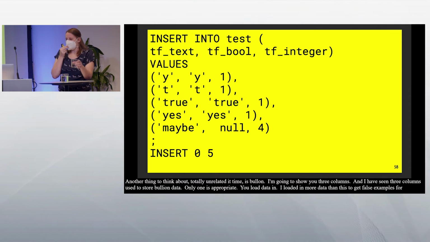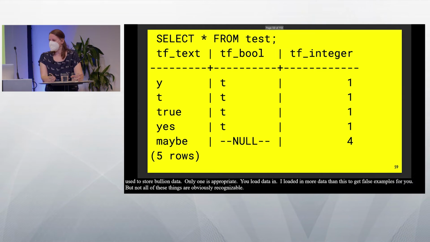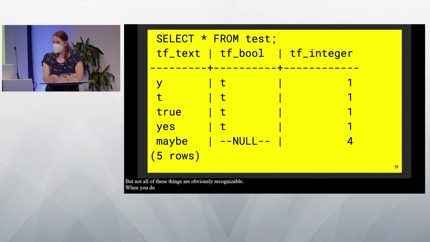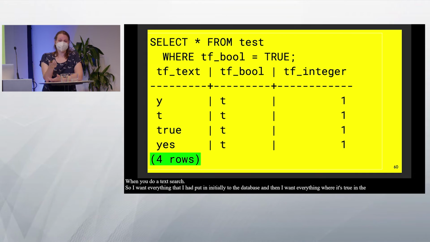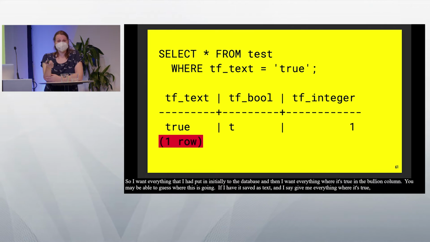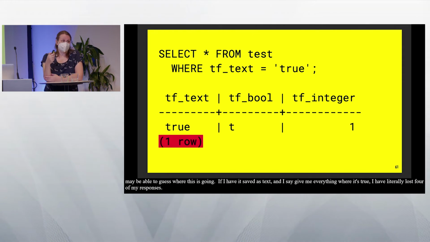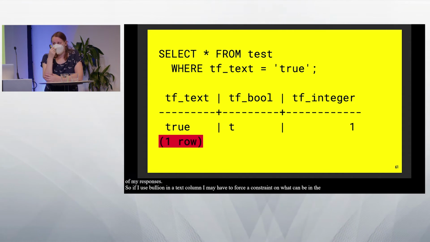But not all of these things are obviously recognizable when you do a text search. So I want everything that I had put in initially to the database, and then I want everything where it's true in the Boolean column. You may be able to guess where this is going. If I have it saved as text, and I say, give me everything where it's true, I've literally lost 4 of my responses. So if I'm trying to use Boolean in a text column, I either have to enforce a constraint on what can be in the column, or I have to enforce what I'm searching for at the other end.